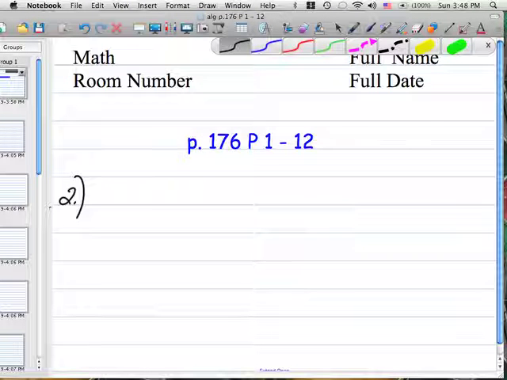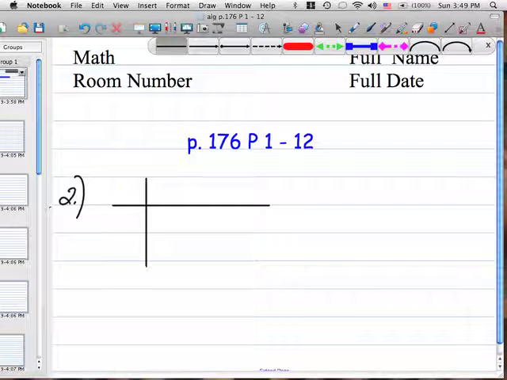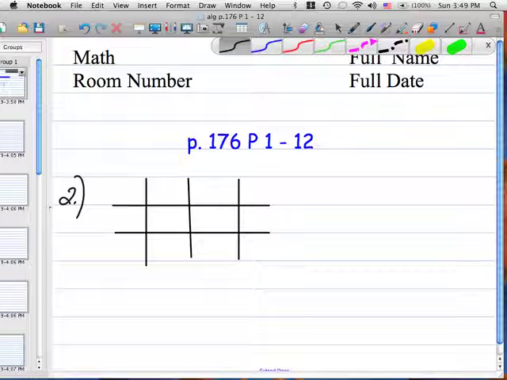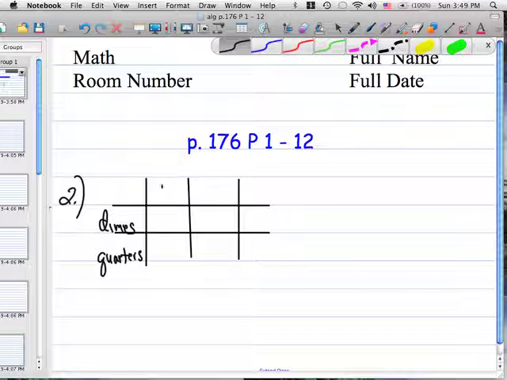Number 2 says a child's bank contains $6.30 in dimes and quarters. There are twice as many dimes as quarters. How many of each kind of coin do we have? We can use a chart, a value problem set up for this. So we have the coins, dimes, quarters. And we have the number of each, the value of each, and the total value.